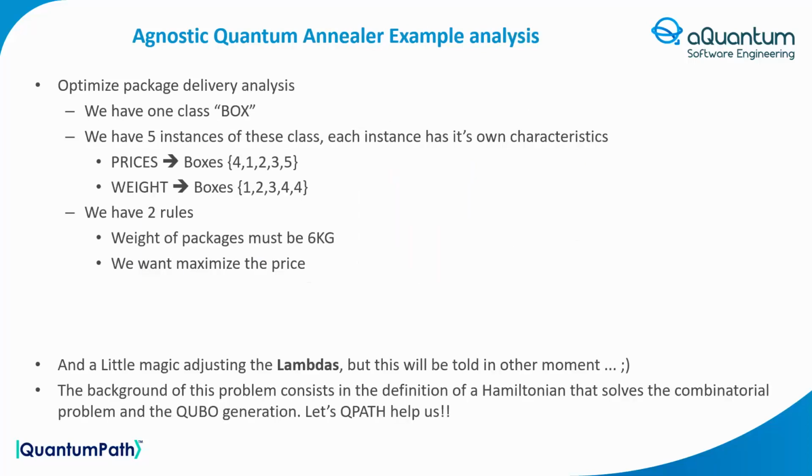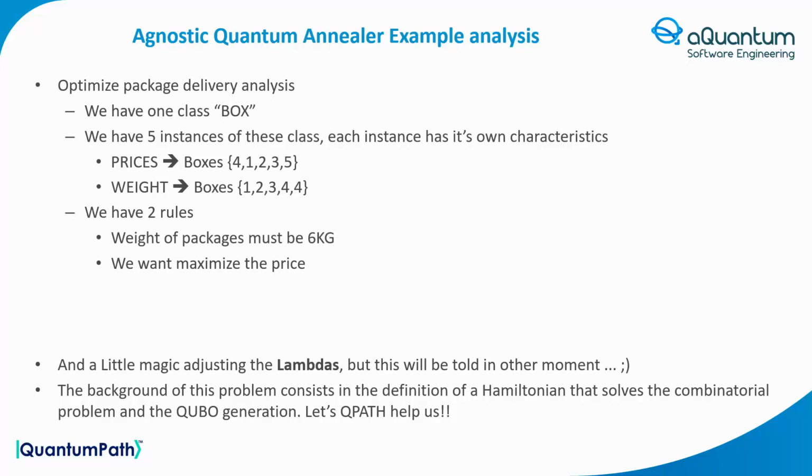To better understand how we have solved the example, I will briefly explain an analysis of the problem. To optimize the package delivery, we need to define one class that we will call box. For this box, we need to define 5 instances. Each instance will have its own characteristics, for example the price and the weight. For each instance, every price and every weight we will have as input the values we have defined before.